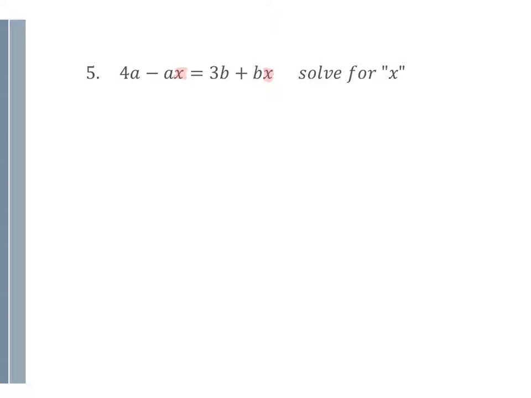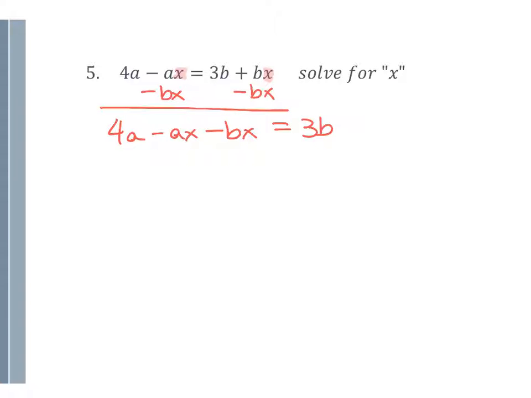All the signs are just flipped. So let me move my x's to the left. I'm going to do it two different ways here. And either way is correct. So if I move the bx over here, I get 4a minus ax minus bx equals 3b. Now, honestly, I prefer to keep my variable I'm solving for positive. So I would have actually probably added the ax to the other side. However, this method is still correct.